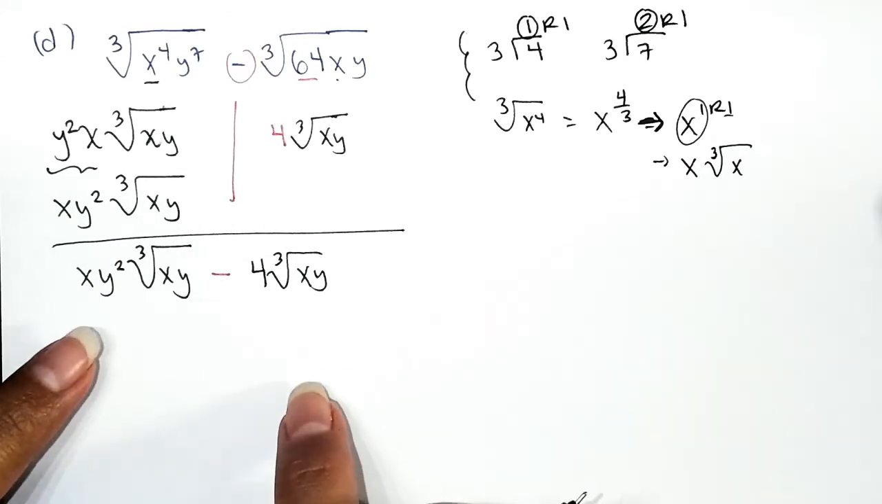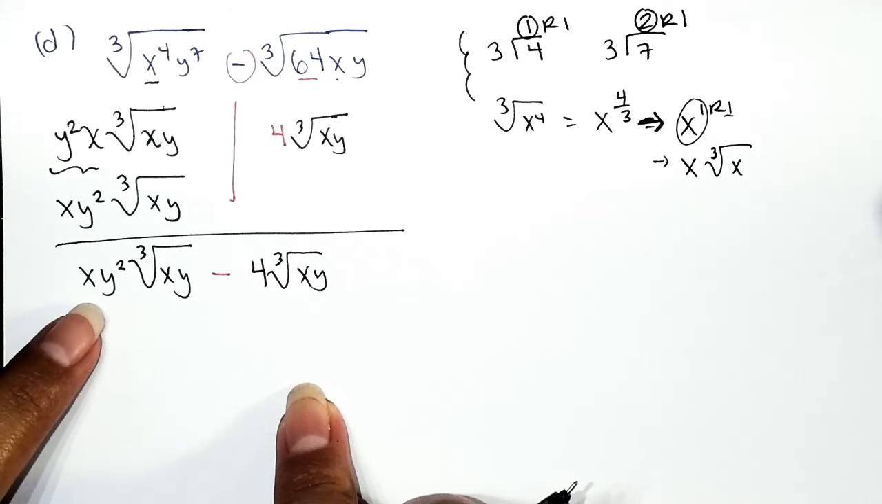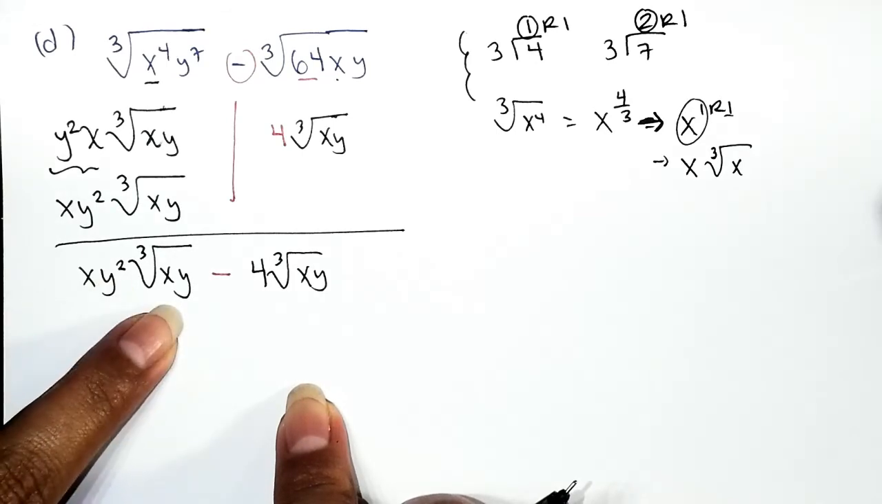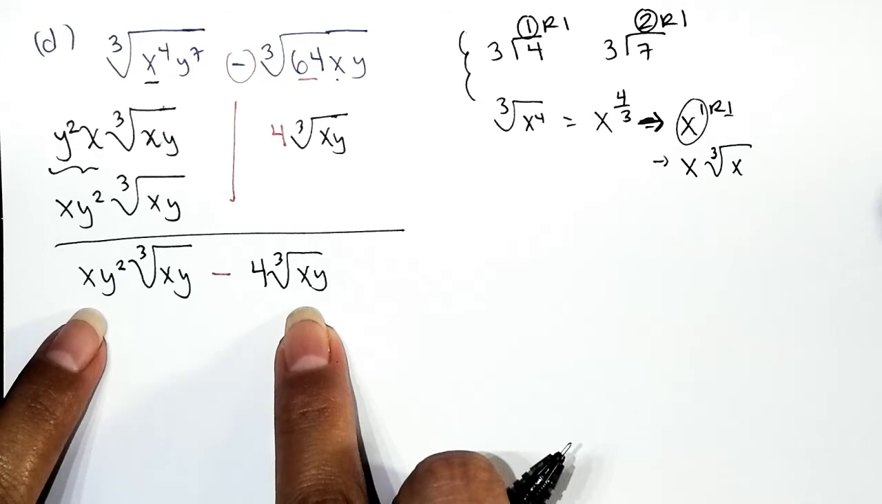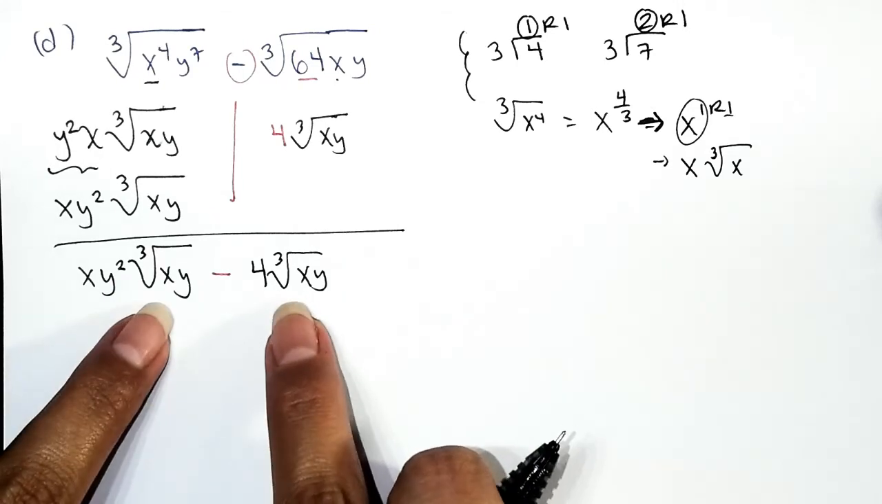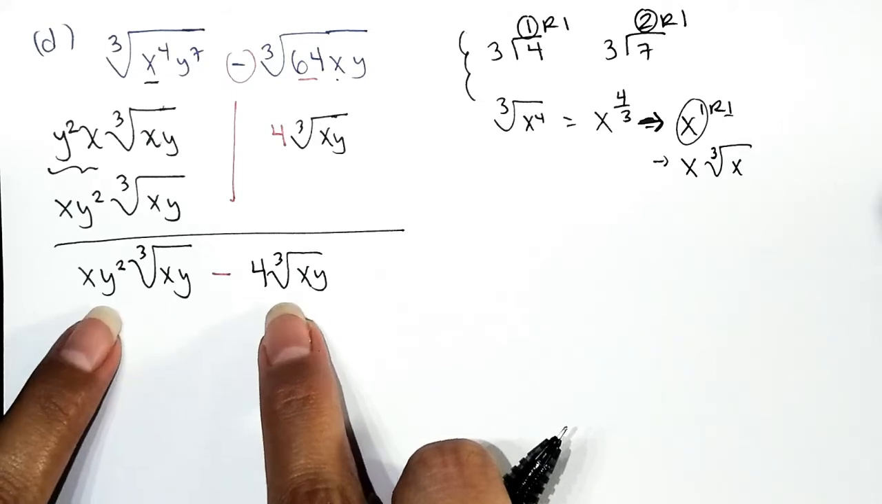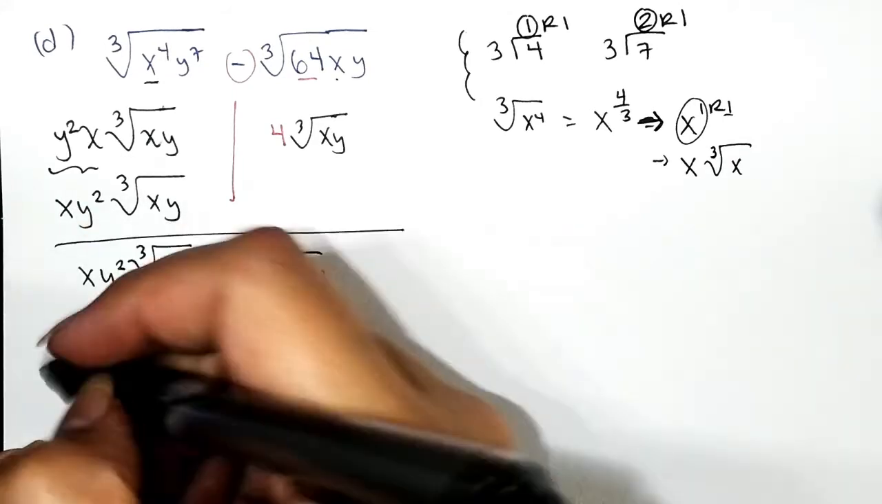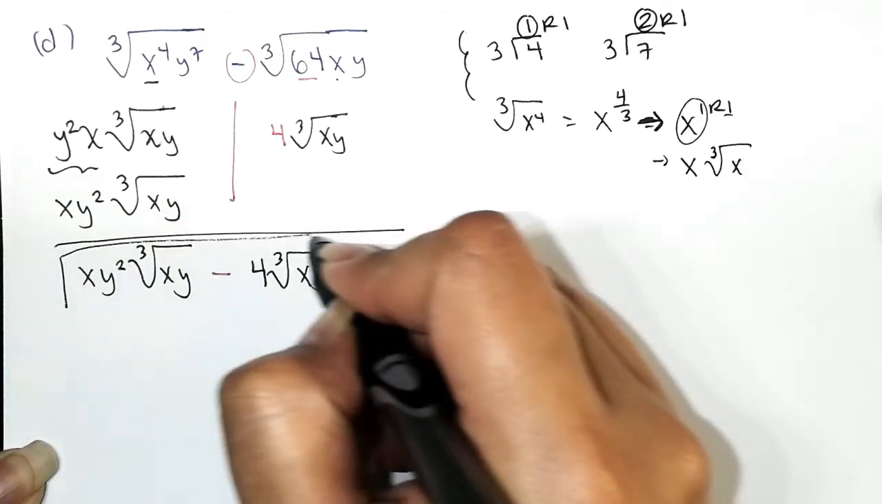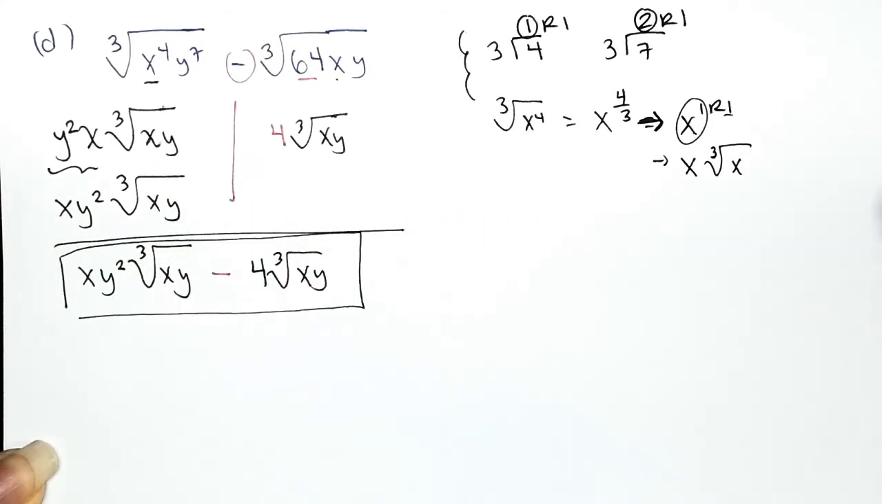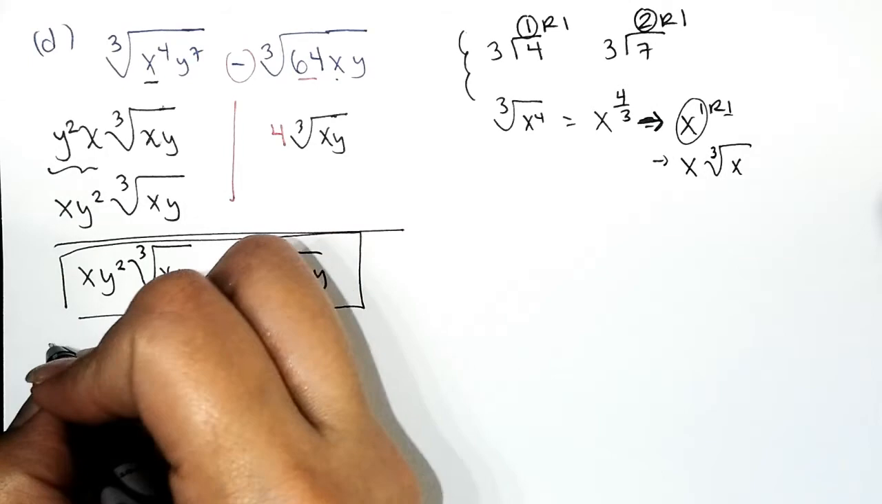So the first term has the xy squared cube root of xy, and the second term does not. It does not suffice for both of these terms to have the same radical part. If we have variables outside the radical, then both of them need to have it. So for me, these are not like terms, so there's no way that we can add or subtract. But again, let's go with the book answer.